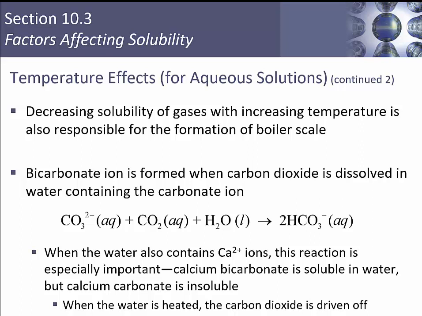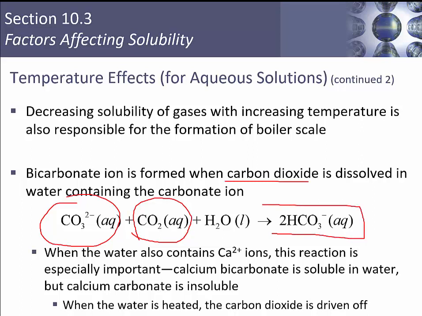The bicarbonate ion is formed when carbon dioxide, which is all around us in the air, is dissolved in water containing the carbonate ion. So you've got CO3 2- aqueous. It's going to react with dissolved CO2 and water, and you're going to form two HCO3-. If your tap water also contains calcium, so if you're in a place that has a lot of hard water, say it's been going through limestone, say if you're in the Appalachian Mountains, well, then that water contains some calcium ions. Those calcium ions are able to react with the carbonate and form calcium carbonate.